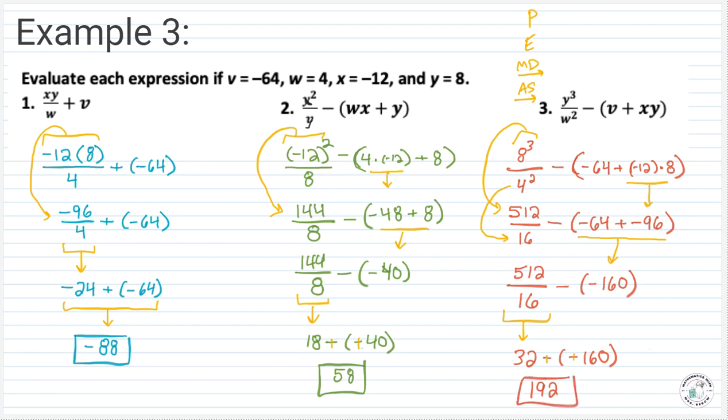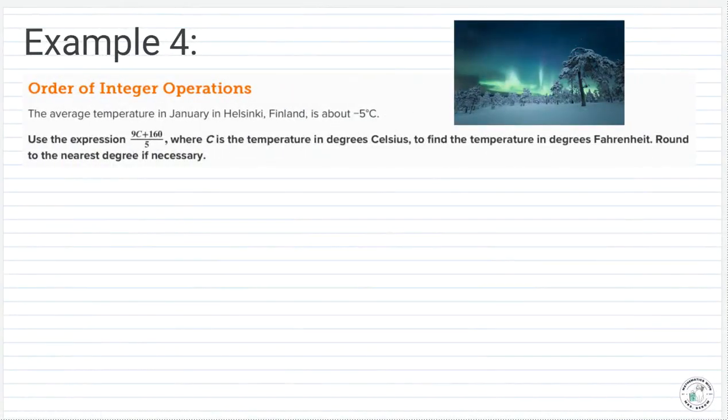All right, so let's take a look at some story problems involving integers. For this first one, it says the average temperature in January in Helsinki, Finland is about -5 degrees Celsius. We're going to use the expression 9C plus 160 divided by 5, where C is the temperature in degrees Celsius, to find the temperature in degrees Fahrenheit. Round to the nearest degree if necessary. The only thing that we have to worry about in this problem, we don't have to come up with a formula. They tell us that. We just have to know what C is so that we can properly do this temperature conversion.